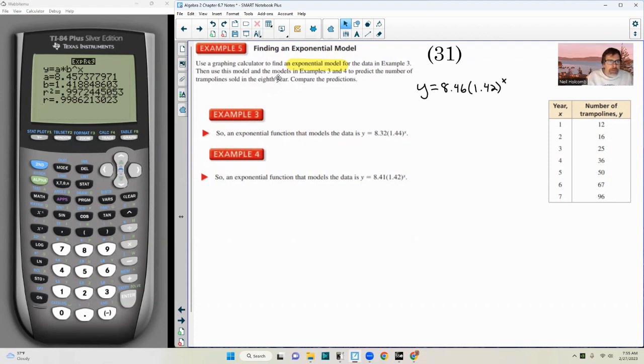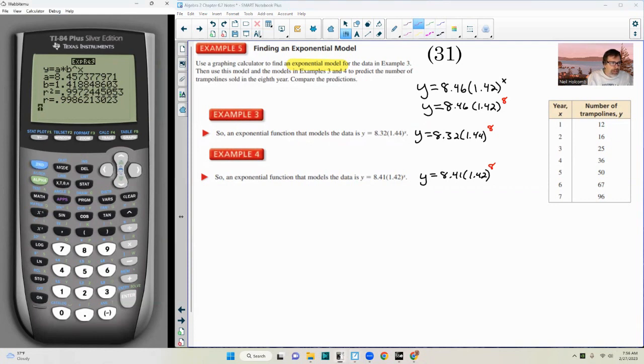It said use the model that modeled in example 3 and 4 to predict the number of trampolines sold in the 8th year and compare your predictions. So all they're wanting us to do now is calculate y equals 8.46 times 1.42 to the power of 8. And then down here, they want us to do y equals 8.32 times 1.44 to the power of 8. And then finally, what they want us to do, y equals 8.41 times 1.42 to the power of 8.